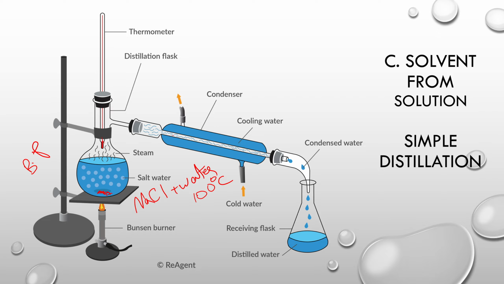What happens as I heat the mixture? Water will evaporate, condense in the condenser, and be collected, leaving the sodium chloride or whatever solid behind in the flask. Remember, a condenser is filled from the bottom and it is emptied from the top.